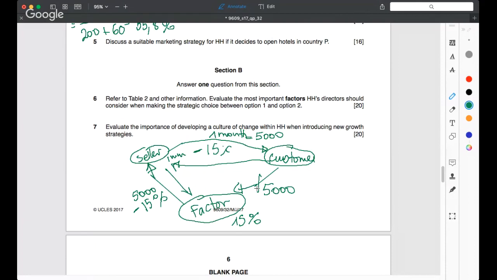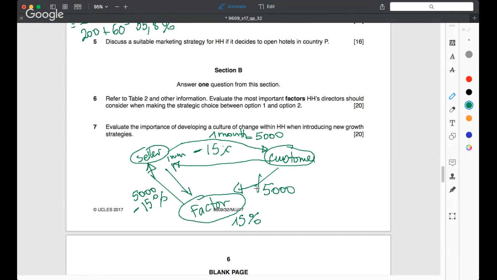Clear objectives. Definitely clear objectives. If you don't have clear objectives, you are lost. Budget as well. Money. It's always about money, because then you take control over expenditure. Okay, perfect.